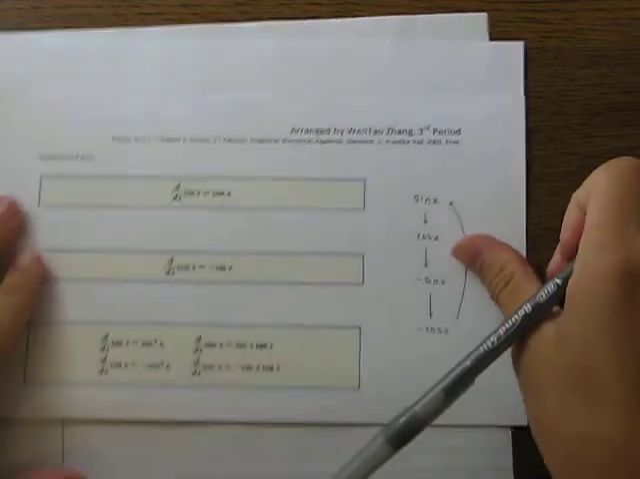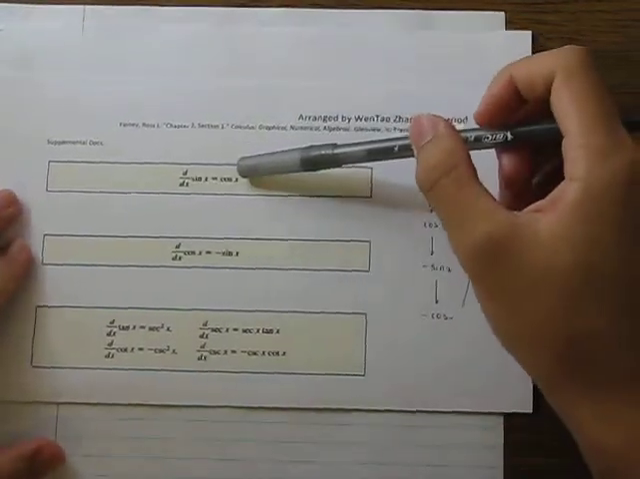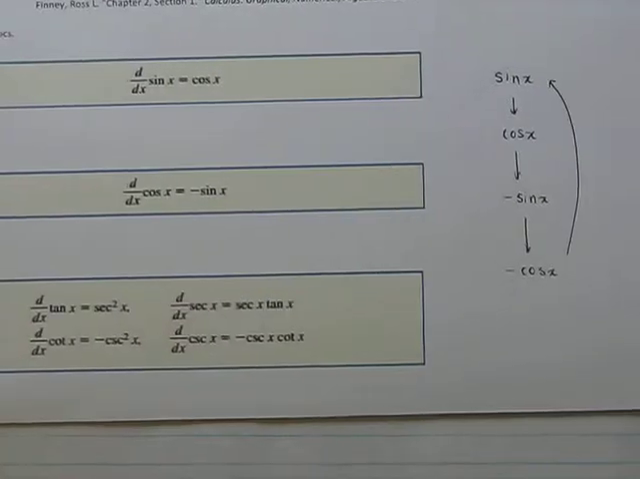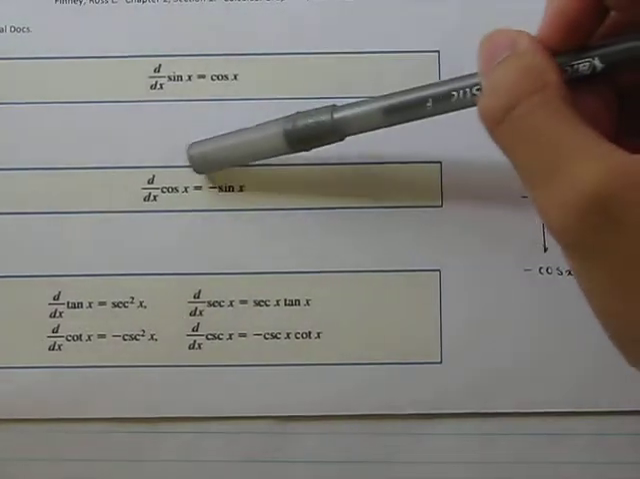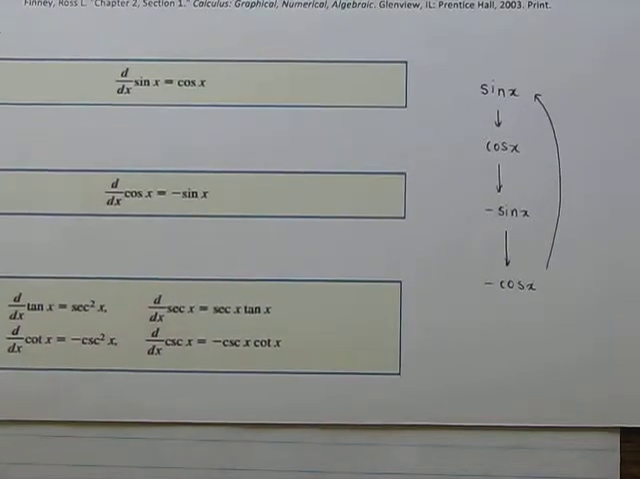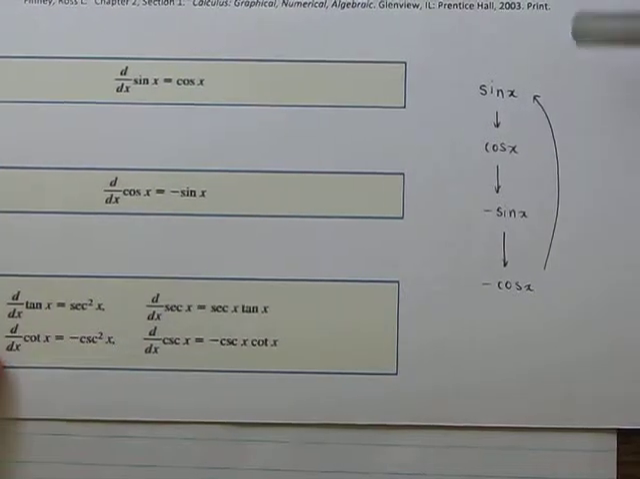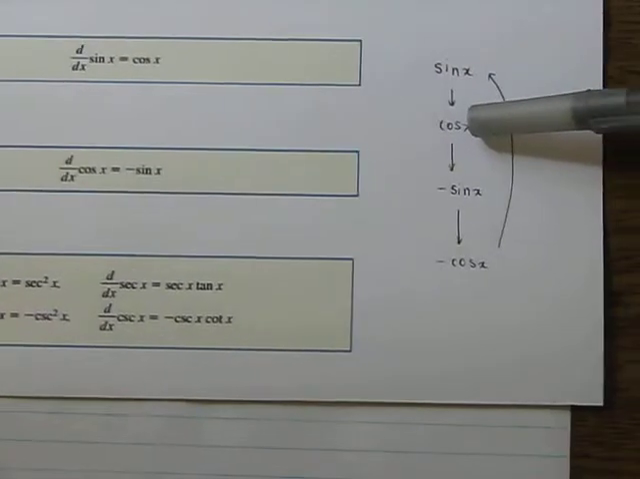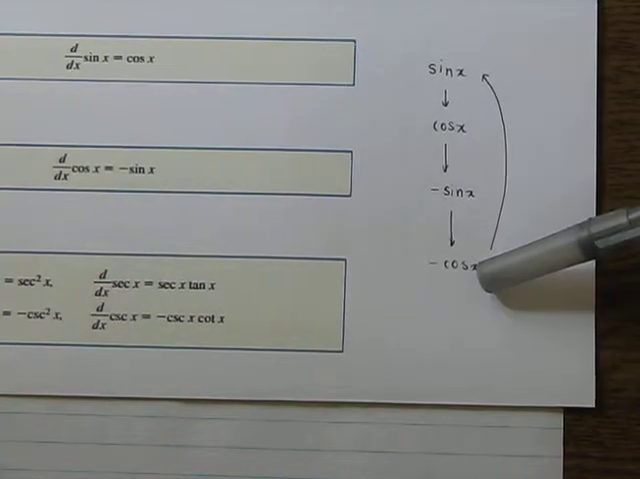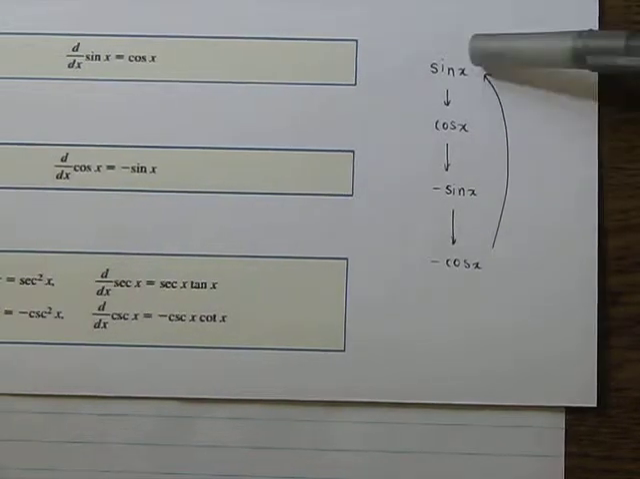So the first trig rule that you need to memorize is the derivative of sine of x equals cosine of x, right? And next, you'll need to know that the derivative of cosine of x equals negative sine of x. From here you can see that a pattern arises. The derivative of sine of x is cosine of x, whose derivative is negative sine of x, whose derivative is negative cosine of x, whose derivative is back to sine of x.